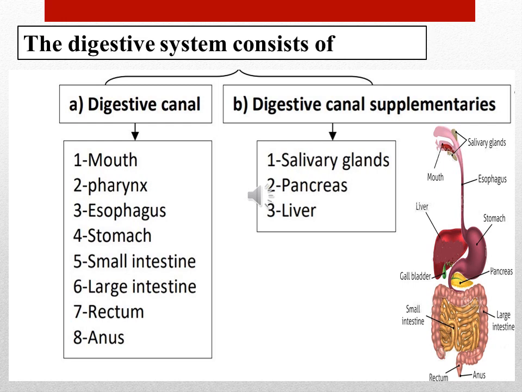First, the digestive canal. It starts with mouth, then pharynx, esophagus, stomach, small intestine, large intestine, rectum and anus. So we can say that digestive canal starts with mouth, ends with the anus. While the digestive canal supplementaries, they are salivary glands, pancreas and liver.